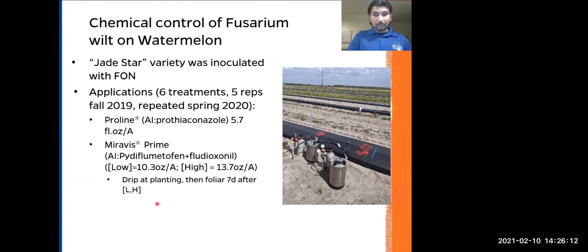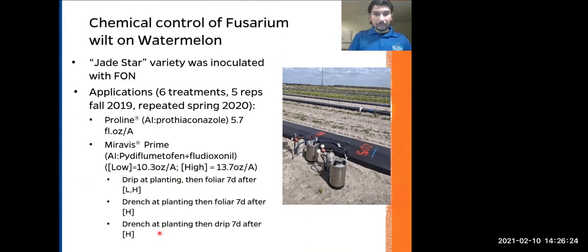With a low and high concentration, we did drip at planting and then foliar 7 days after. With the high concentration, we did drench at planting and then foliar 7 days after. And we also did a drench at planting and then drip 7 days after. So again, this is an experimental treatment with Miravis Prime to see how effective it can be in controlling fusarium wilt on watermelon.